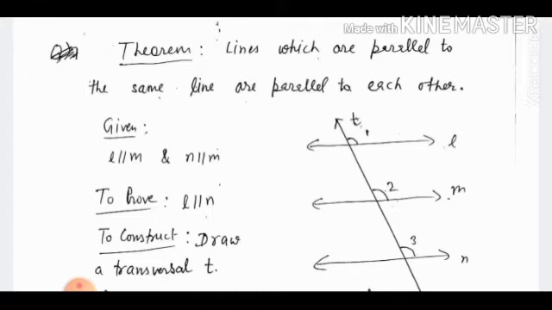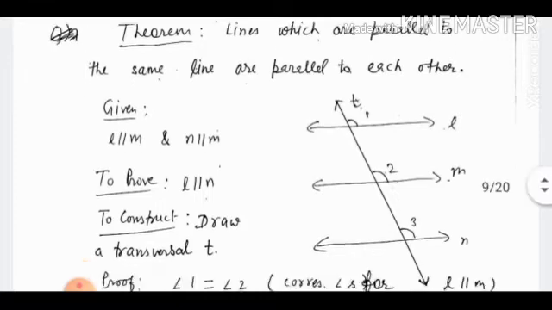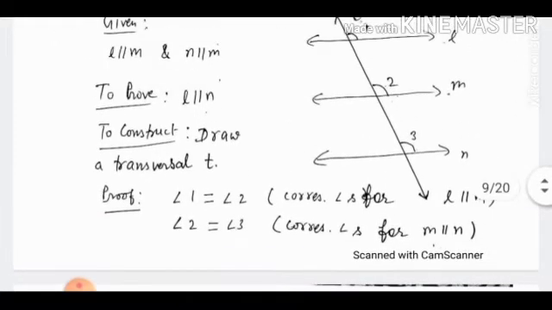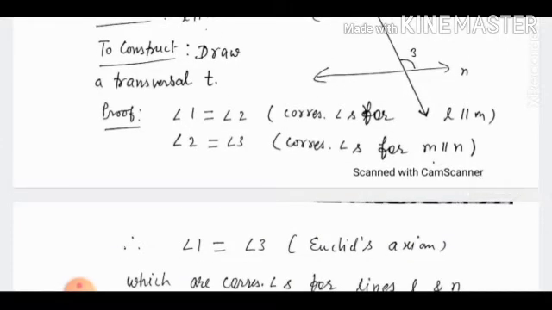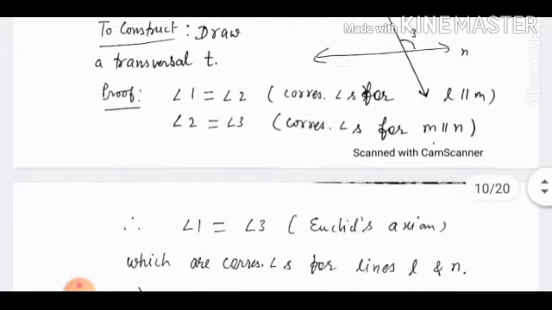Here angle 1, angle 2, angle 3 are written. Proof: angle 1 is equal to angle 2, because it is given L is parallel to M, so corresponding angles are equal. Angle 2 is equal to angle 3. They are also corresponding angles for lines M and N. Now you can see angle 2 is equal to both angle 1 and angle 3. So angle 1 is equal to angle 3 by Euclid's axiom.